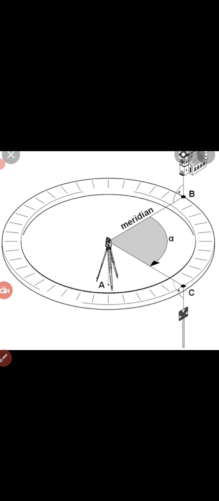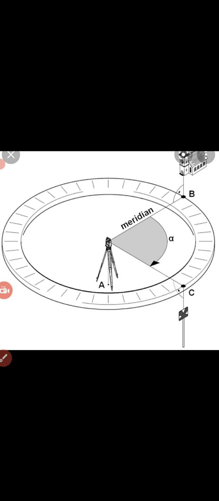Some of you have done this, but this class aims at revising the procedures for all of you. So at B a ranging rod is kept, and at C also a ranging rod is kept. First we'll set up the instrument at A, then change the instrument to left face, and set 0 degree at the A vernier in the horizontal circle.